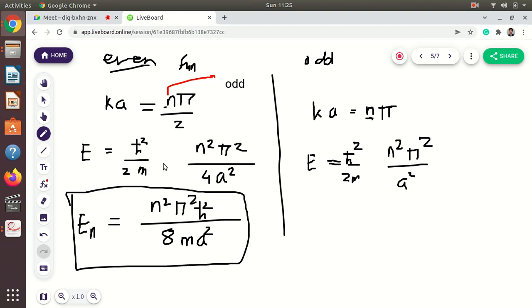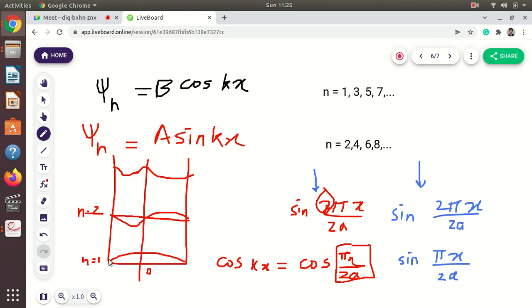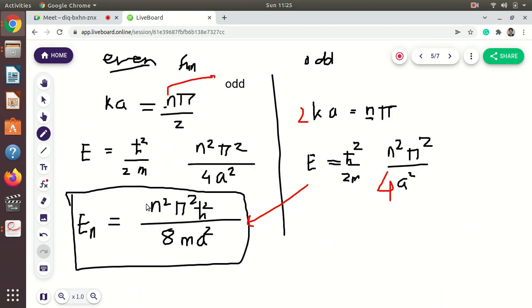You get the same equation. I missed a 2 somewhere here, I don't remember where, but here you get 2 and here you get 4 because of the squaring. So you again get the same energy eigenvalue, and then we draw the wave functions. This is the first wave function, this is the second, third. So n equal to 1, 2, 3, and En will become E1, E2, E3. You just put the value of n and you will get the value of the energy.